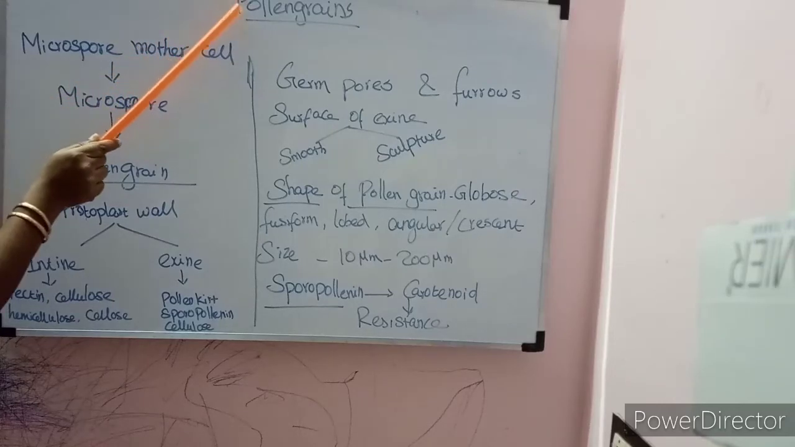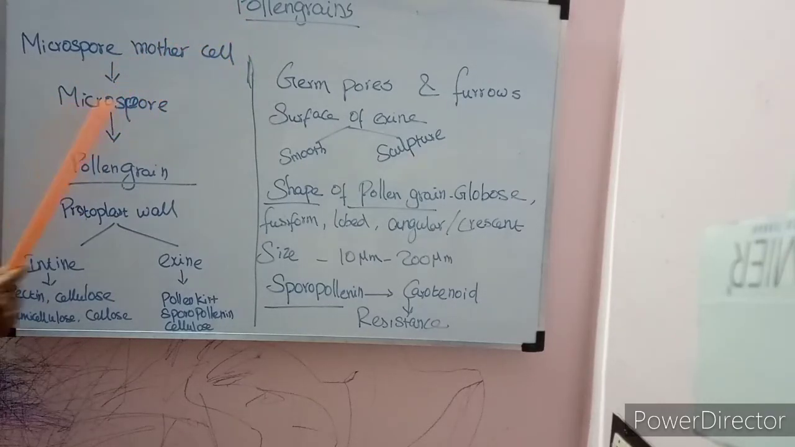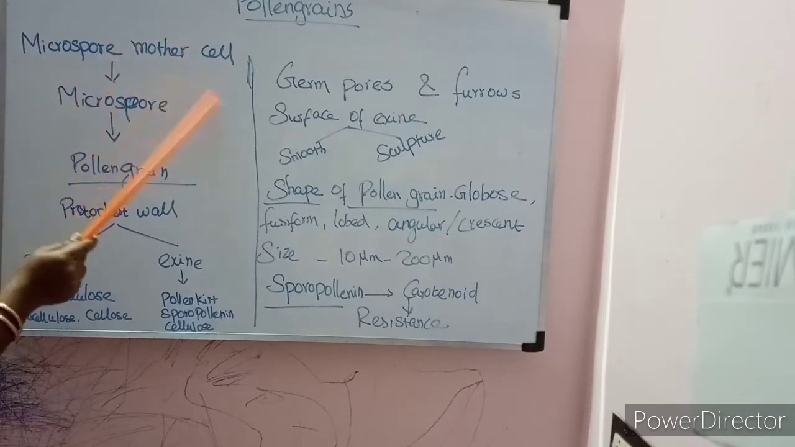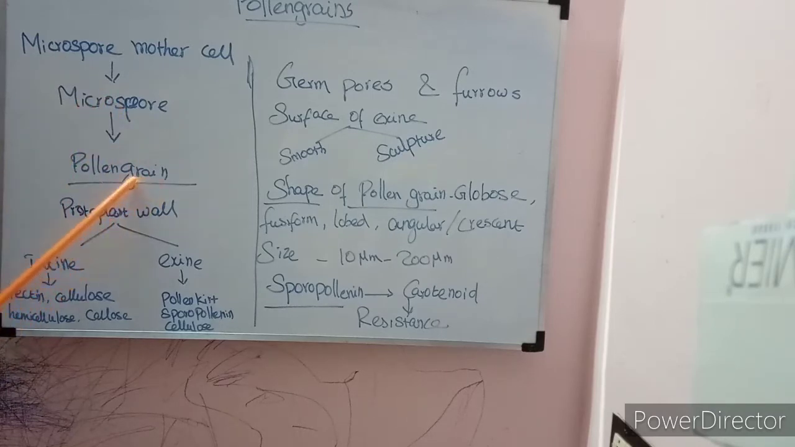We are going to see about the pollen grains. Microspore was derived from the microspore mother cell by meiotic division, and pollen grain was derived from the microspore. The pollen grain is a cell. It consists of dense cytoplasm and a centrally located nucleus.